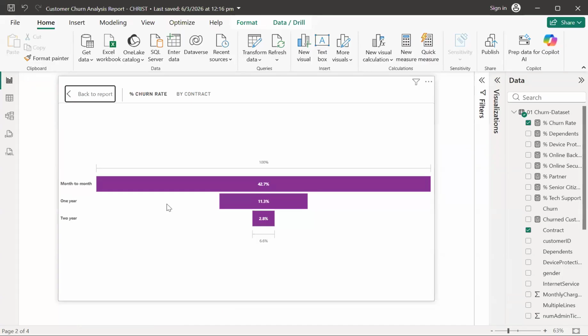Okay. Now, guys, for this, let me tell you the chart which I have used is a funnel chart. So you can use the same and try to create this churn rate by contract. Okay. So try to create this chart and then we'll try to understand more detail about this chart.